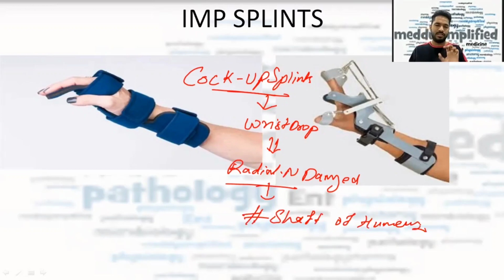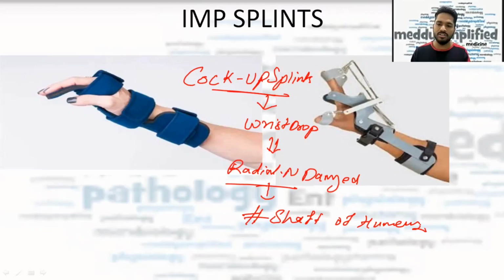Everything is correlated, a very integrated process. If you study one subject properly, you can solve questions from another subject. And if I want to be more specific, if you know the basic sciences of first year and second year, that is anatomy, physiology, biochemistry, pathology, physiology, pharmacology, you can solve all the clinical subjects very easily.